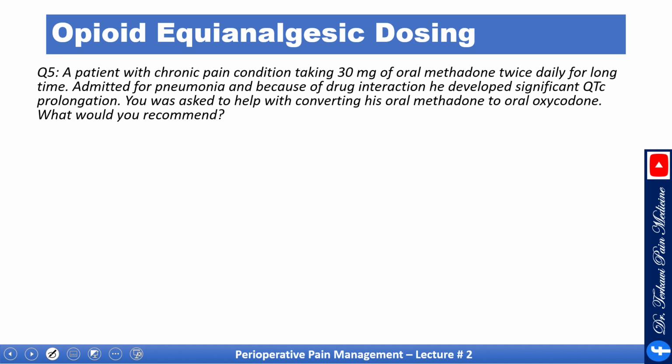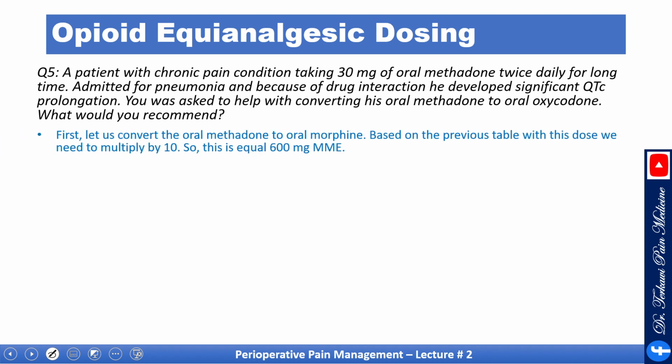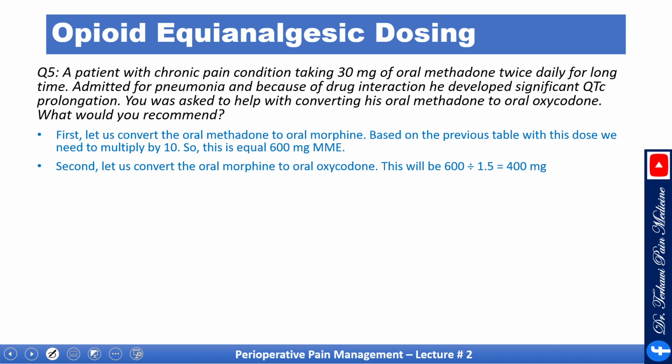Now, the first step, let's convert the oral methadone to oral morphine. Based on the previous table, with this dose, we need to multiply by 10, right? Remember that table? So this is equal to 600 milligram morphine equivalent per day. Second, let's convert the oral morphine to oral oxycodone. This will be 600 divided by 1.5, that's 400.